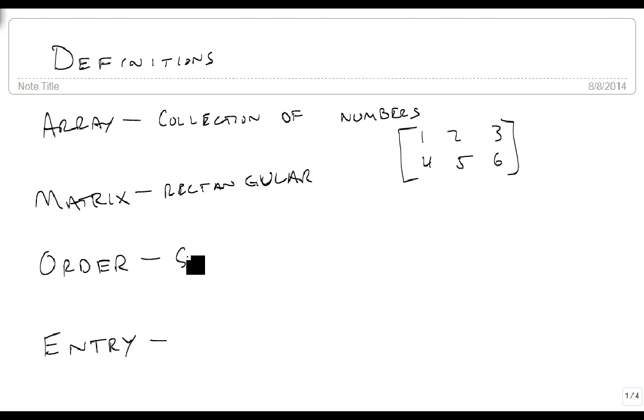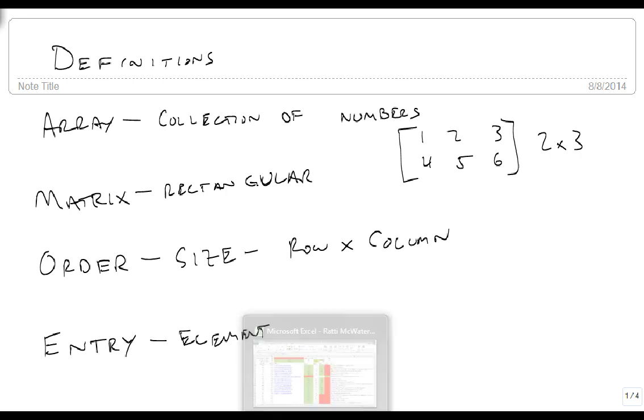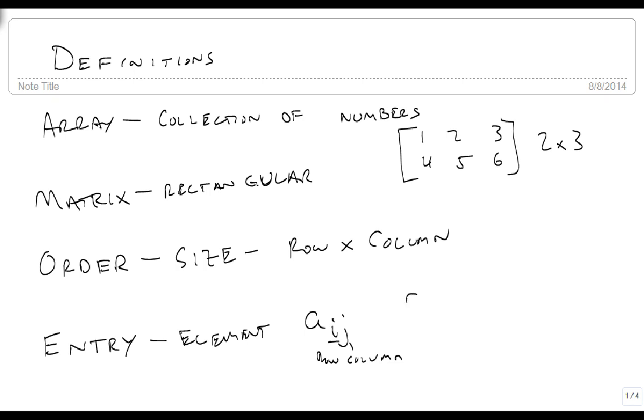The order of the matrix is its size, and it's given as a row times column order. So in this case, we have 2 rows and 3 columns. So this is a 2 by 3 matrix, and we will refer to the order or the size quite a bit. The entry, also sometimes called the element, is a single number, a_ij, and this tells us which row and column to look in. So for instance, if I wanted a_13, I go to the first row, third column, which is 3.